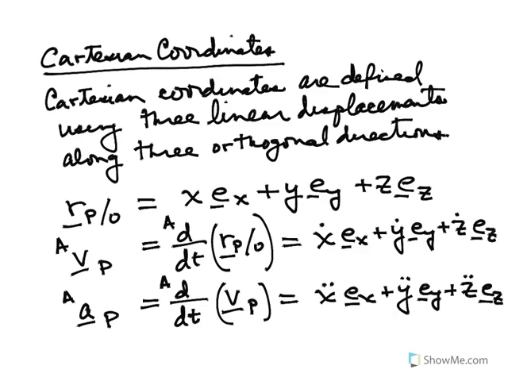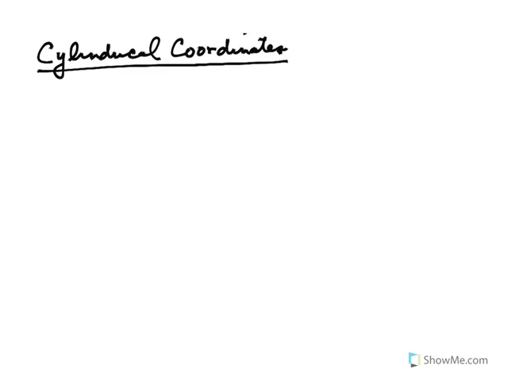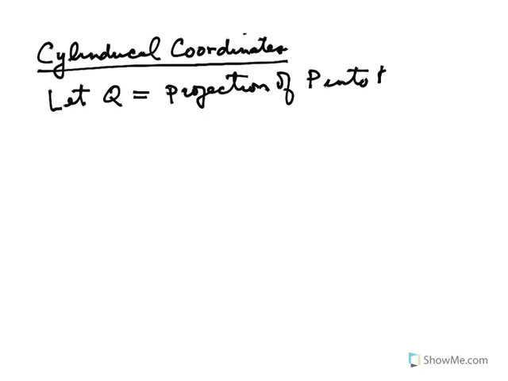The next thing we're going to do is add to this picture. In order to add to this picture, I'm going to describe what are called cylindrical coordinates. Now, in order to do that, let's drop a couple of definitions first. I'm going to say let Q equal the projection of point P into the EX, EY plane.